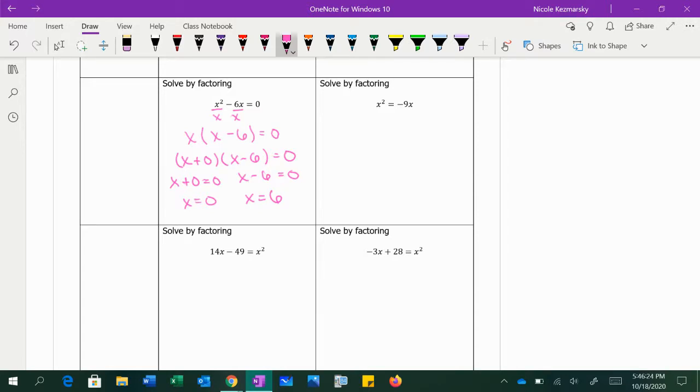For the one on the right, it's not equal to 0, so we have to move the 9x. So we're going to say plus 9x and get x squared plus 9x equals 0. We're missing that third term, that constant that doesn't have an x. And so I can divide both of these by x and get x times x plus 9. And that's going to be equal to 0. And remember, an x by itself is really x plus 0, like we did on the left. So x is going to equal 0. And if we do opposite for the x plus 9, x is going to equal -9.